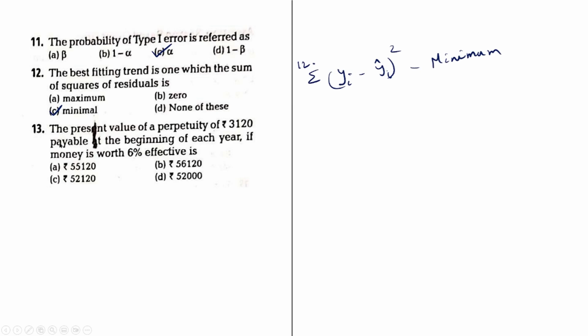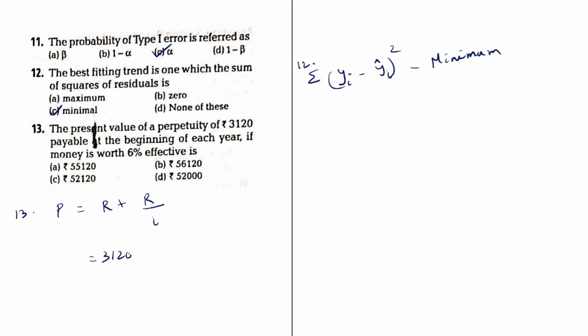Next question, the present value of perpetuity of rupees 3,120 payable at the beginning of each year if money is worth 6% effective is. So here we have to find the present value of perpetuity payable at the beginning of each year. So here we know the present value of perpetuity is given by R plus R by i if it is payable at the beginning of each year. So here R is 3,120 and i is 6%.